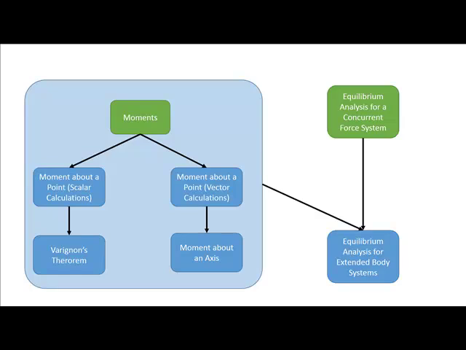So the last thing we're going to talk about with moments is that we also sometimes talk about couples. And so a couple is a set of equal and opposite forces that is not collinear. And so they don't quite line up with one another. And because they don't line up with one another, they're going to cause rotation. But since the forces are equal and opposite, they don't cause any linear acceleration. So a couple is sometimes called a pure moment because it would cause rotation without causing any sort of linear acceleration.